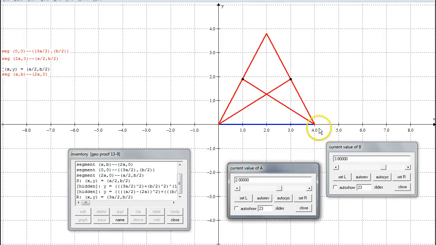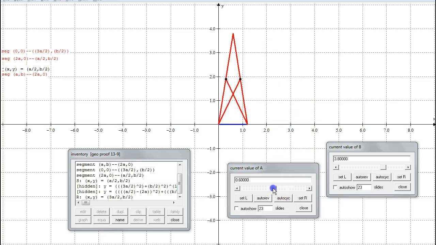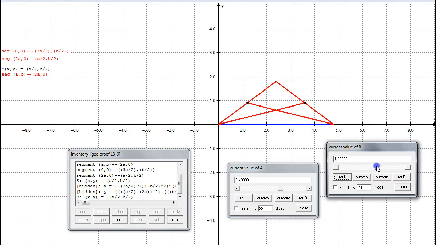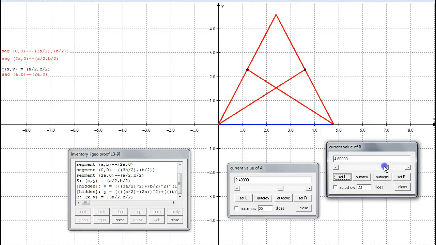Now I'm changing the value of A. As you can see, I can make it a little bit skinnier or wider, or make it taller. But does this show that the two medians are congruent? Not really. It just shows the triangle moves the way it should if I change the value of A and B. But how can I show that they have the same length?